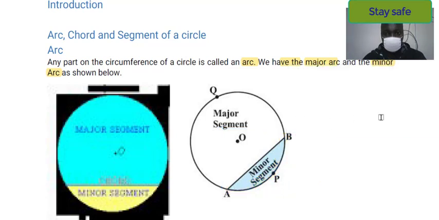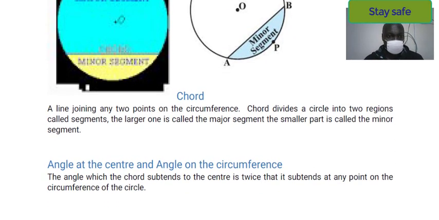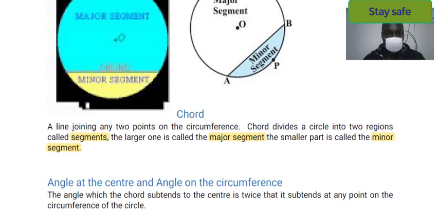Let's go to the other term that you're going to find in this lesson, that is a chord. A chord is a line joining any 2 points on the circumference. A chord divides the circle into two regions, called segments. The larger one is called the major segment, and the smaller one is called the minor segment. A line joining any 2 points on the circumference is what we refer to as the chord.